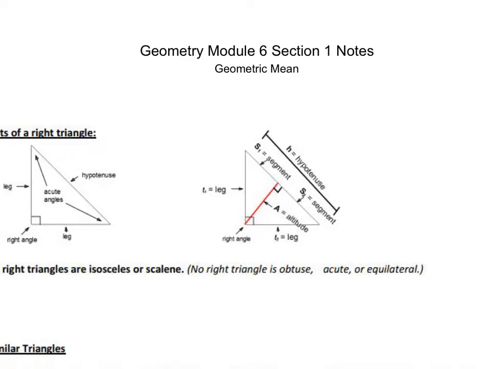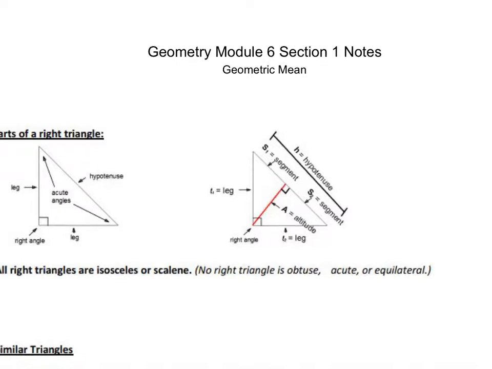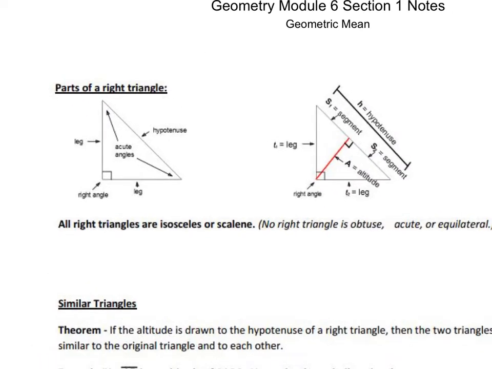In Module 6, we're going to take a look at right triangles. But before we do that, we're going to talk about geometric mean in Section 1. So to start off, we're going to talk about the parts of a right triangle.